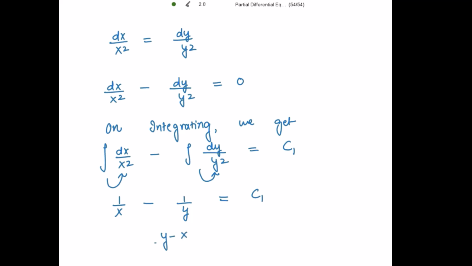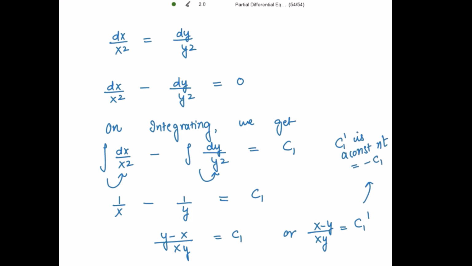(y minus x) divided by xy equal to c1, or it can be written as (x minus y) divided by xy equals c1 dash, where c1 dash is a constant that is equal to minus c1, right? I am taking minus c1 to be c1 dash. So this is the first solution I am getting over here.